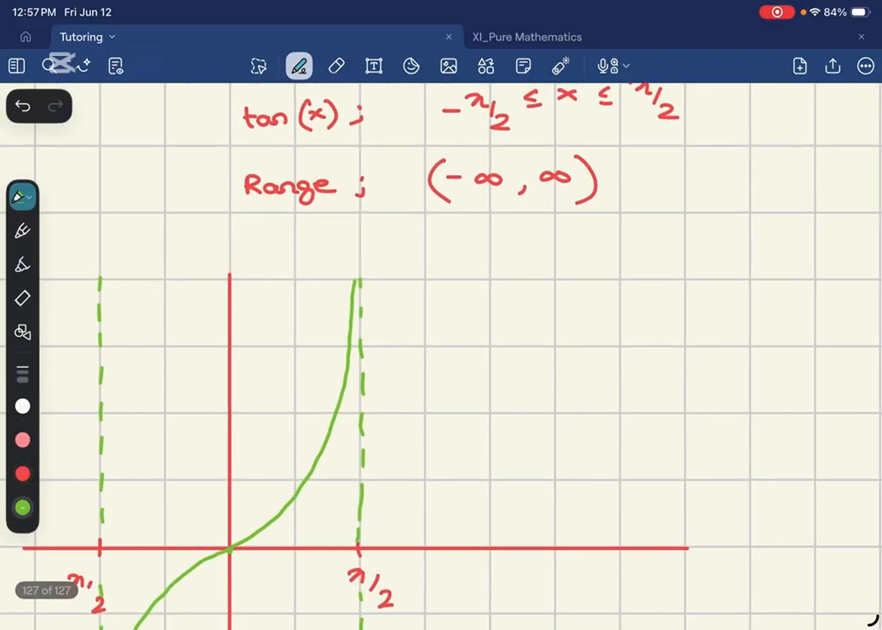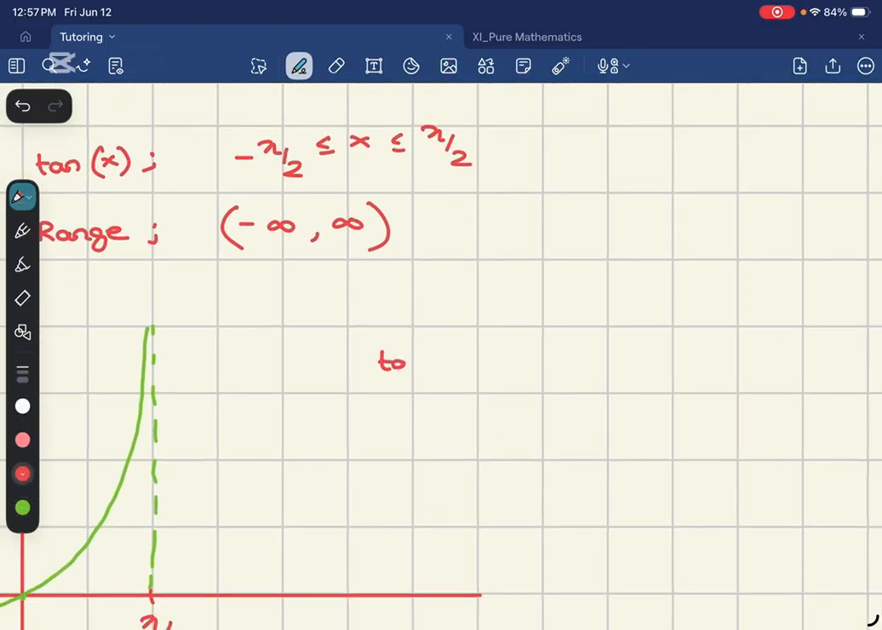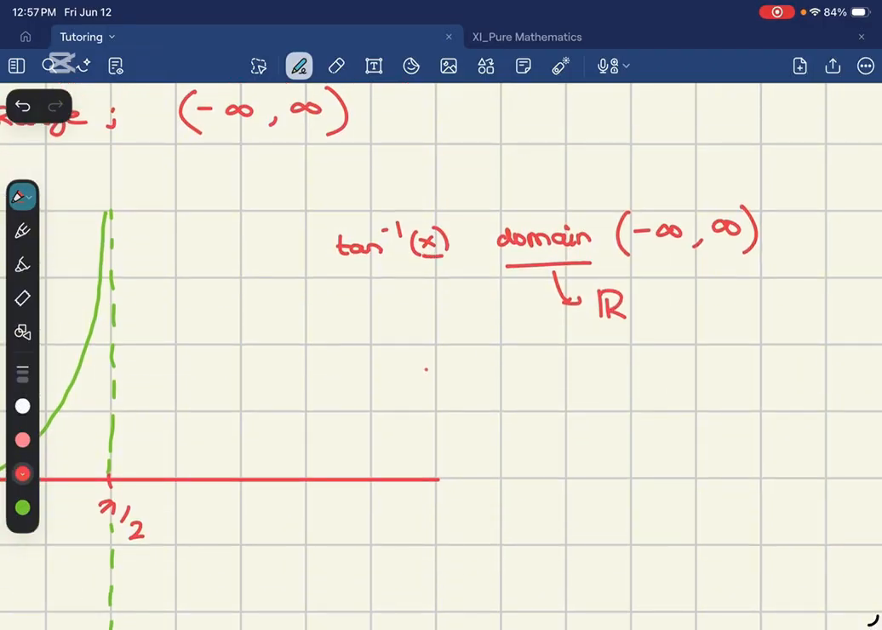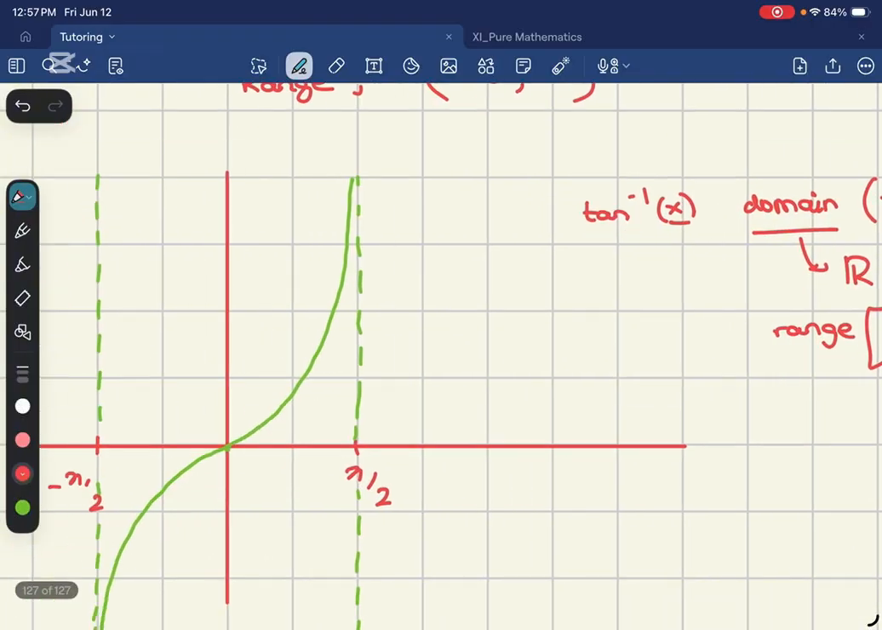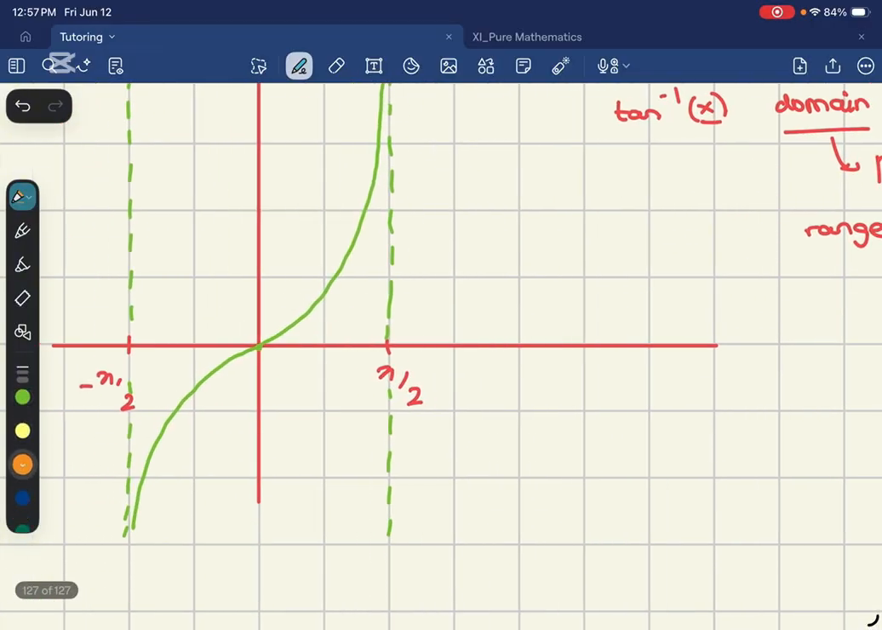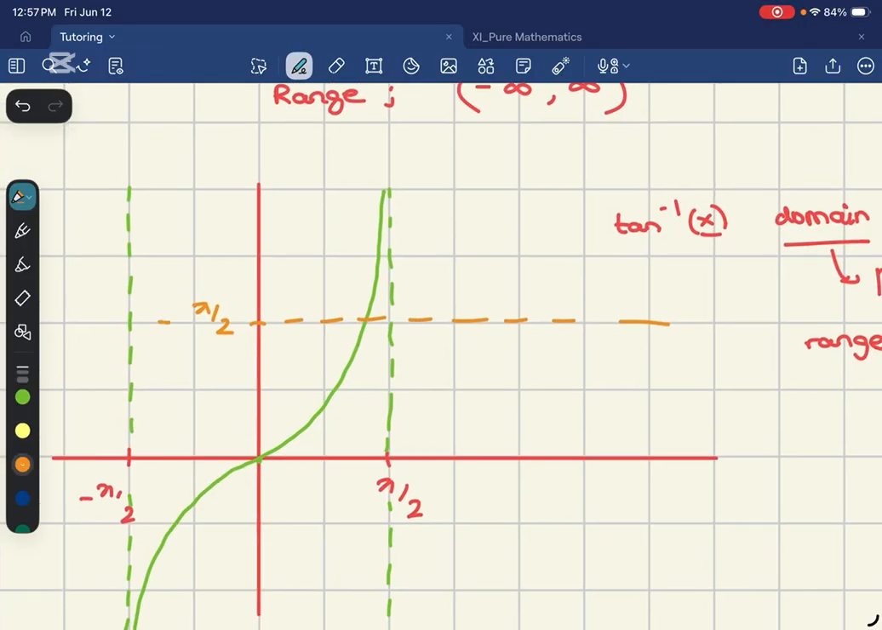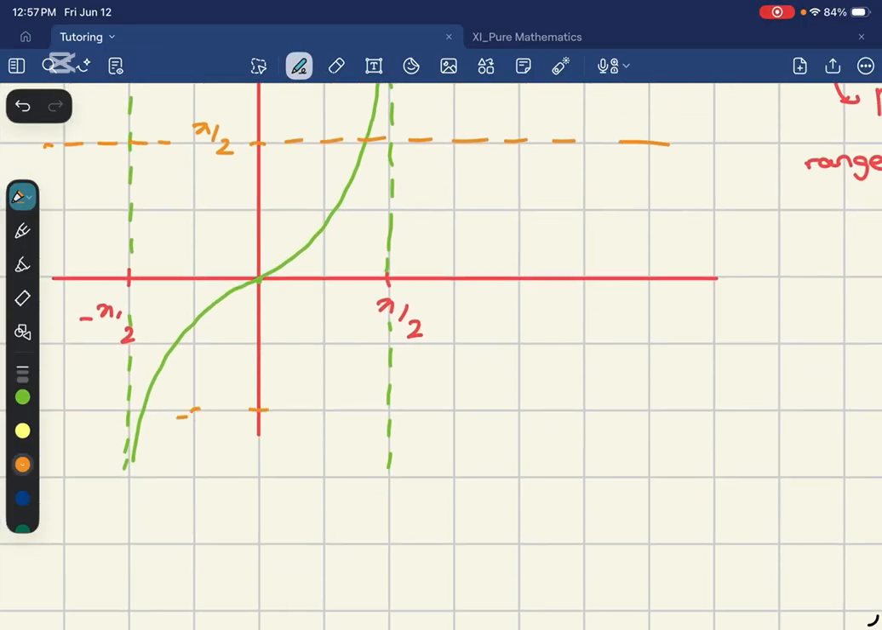So now let's try to figure out tan inverse of x. The domain becomes the range, right? So it's negative infinity to infinity. So it's actually defined for all real numbers. You can put any real number here. And the range is just negative pi by 2 to pi by 2. That is the domain, right? So how does the graph look? Well, you go up to pi by 2. Your vertical asymptote is going to become a horizontal asymptote, and negative pi by 2. And this point stays the same.